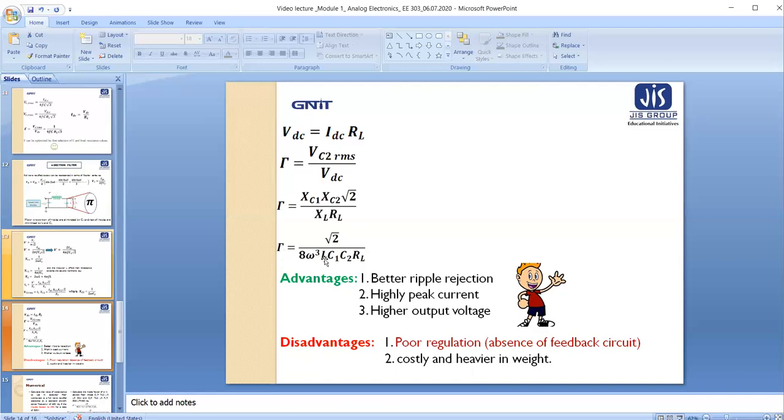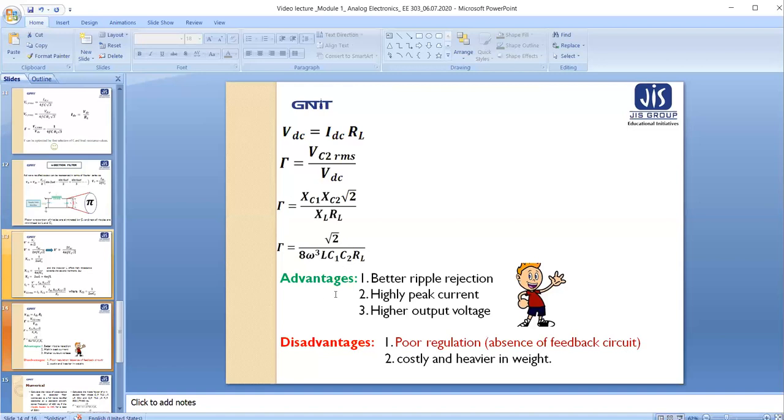So automatically the ripple factor will be drastically lowered. So in that case, the values of L, C1, C2 will not need to be so much higher due to this omega cube. But if we compare with the advanced power supply, this value of L, C1, C2 will be higher because these are lower frequency circuits.